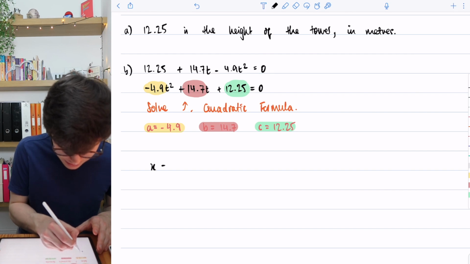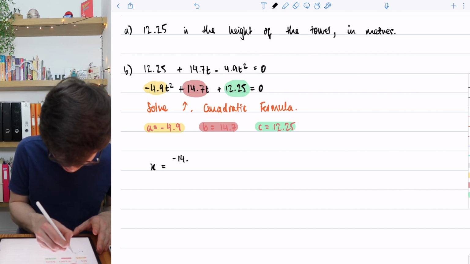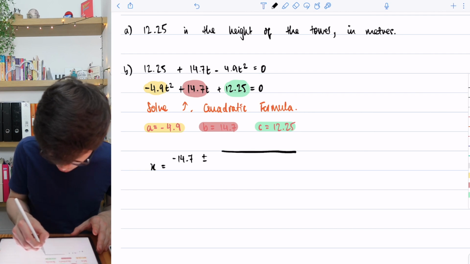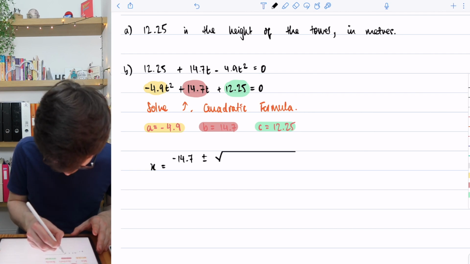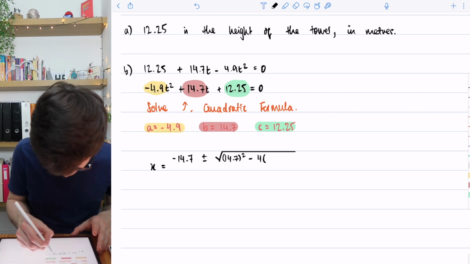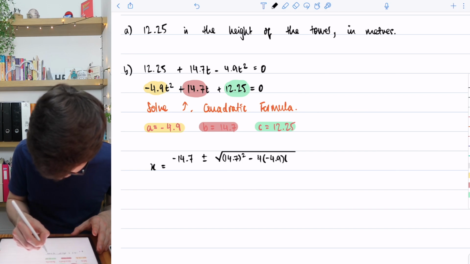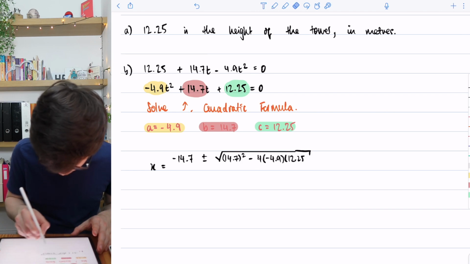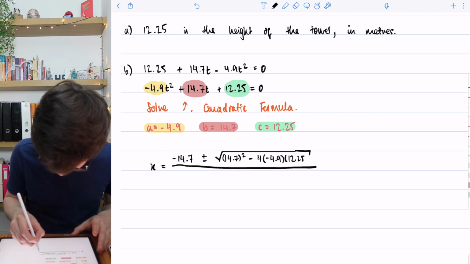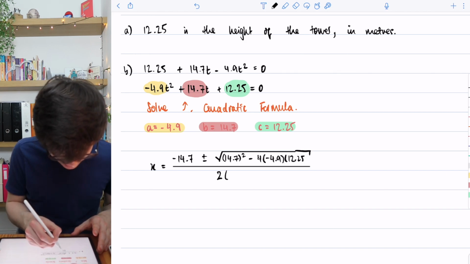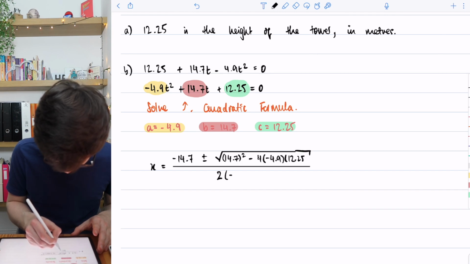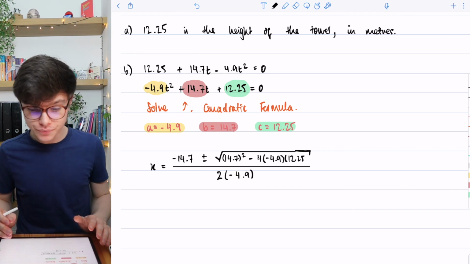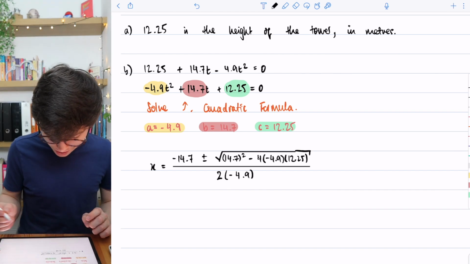Okay, so now I'm just going to substitute in. So I'm going to have x will be equal to negative b plus or minus the square root of b squared, 14.7 squared, minus 4 times a times c. And I'm going to divide that by 2 times a, which is minus 4.9. Okay, so that's what we should get there.